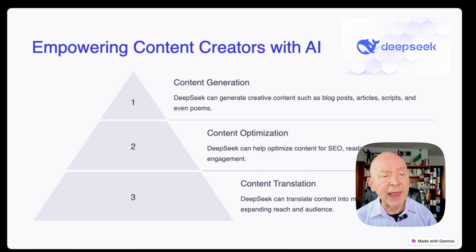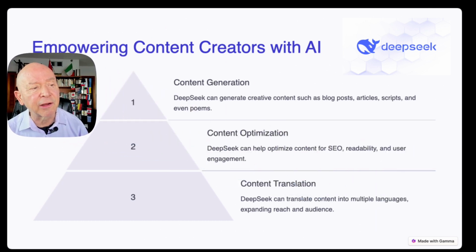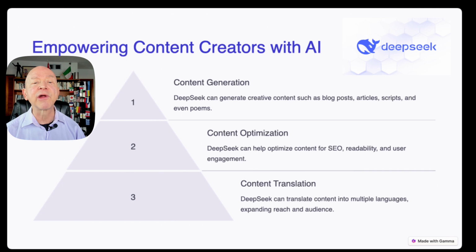Here's what it focuses on. I like this part here. What it's saying is, what we're going to do is empower content creators with AI through content generation, content optimization, and content translation. They put this in here like this, looking at what you're doing, the generation, getting new ideas. And because it's using reasoning, that's important.